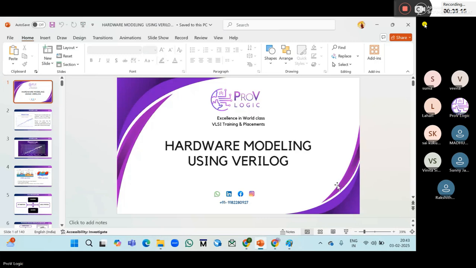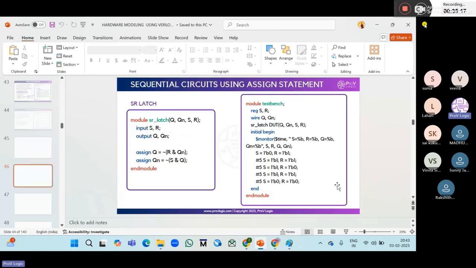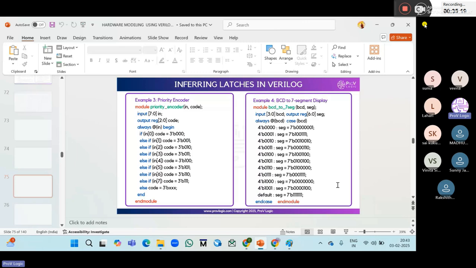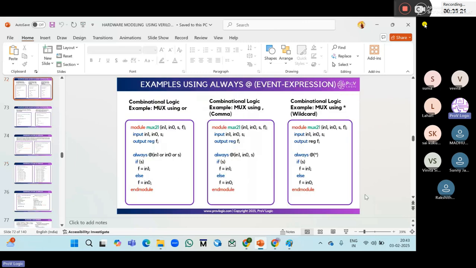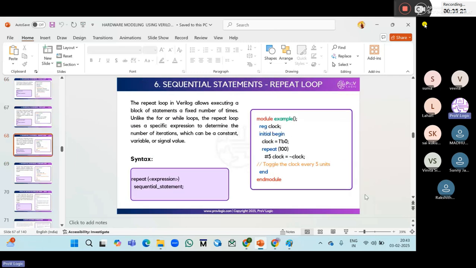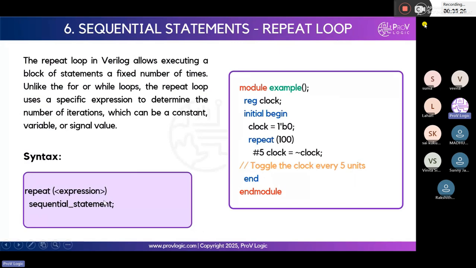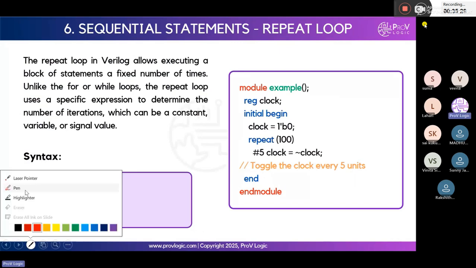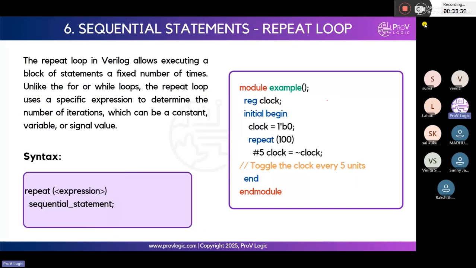Next, I want to explain how we can use repeat and always in different ways. How to generate the clock in some more ways. If you see here, besides the repeat block, there are some more loops like while, do while, for loop. We will discuss that later. So how to use the repeat?